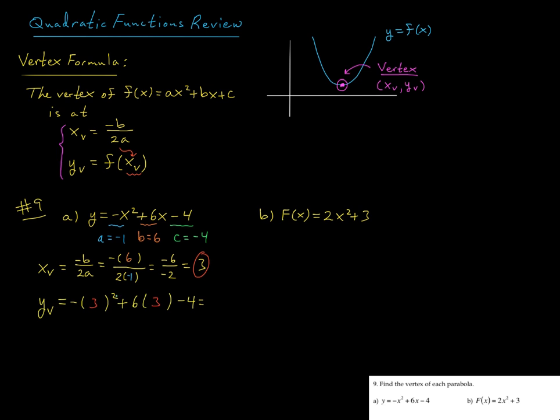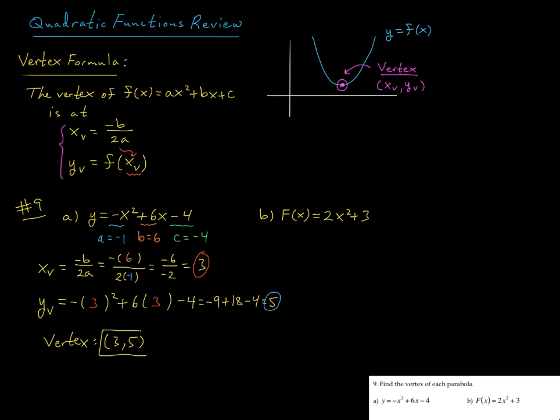So I'm going to get 3 squared here is 9, and there's this negative in front, so I have negative 9. And then 6 times 3 is 18, so plus 18, and then I'm subtracting 4. And negative 9 plus 18 is positive 9, and 9 minus 4 is 5. And so 5 then is the y-coordinate of the vertex. So putting that all together, our vertex is located at the point 3, 5.